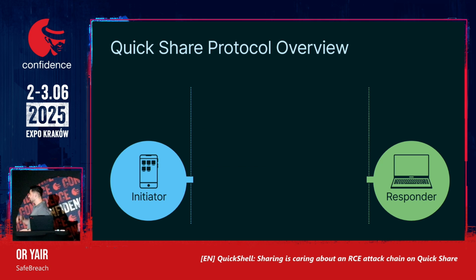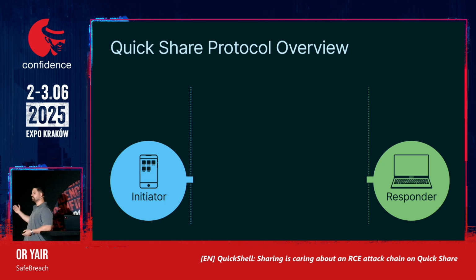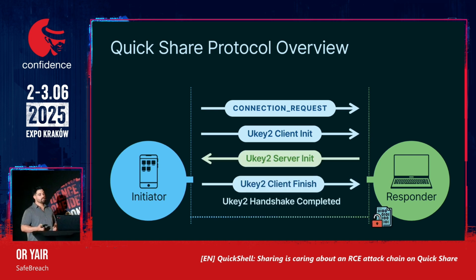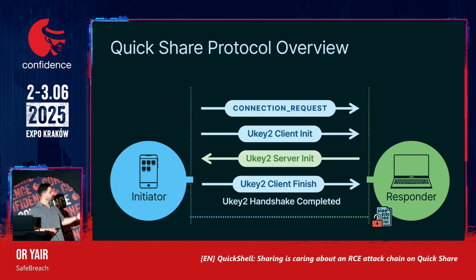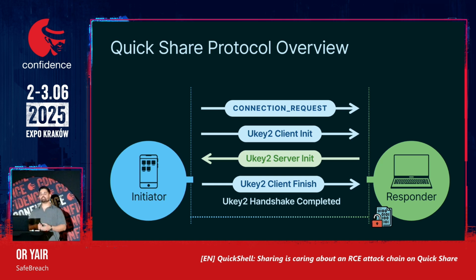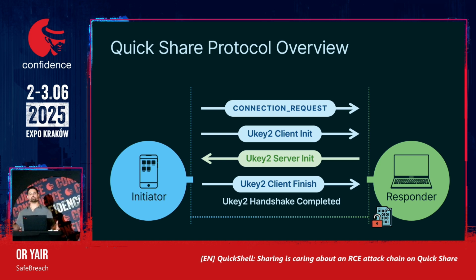In this strategy, there's an initiator and a responder, much like a client and a server. The initiator is the one to send the file, and the responder is the one to receive it. The communication starts with the initiator sending a connection request packet followed by a UKey2 client init packet. This is answered by the responder with the UKey2 server init packet, and then the initiator replies with the final UKey2 client finish packet, completing the encryption handshake successfully, ensuring that all subsequent packets will be encrypted. So the devices have exchanged keys.